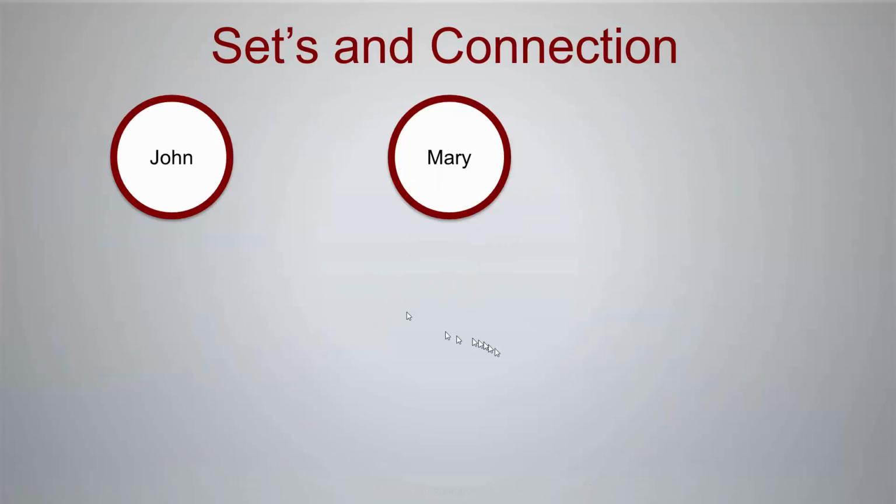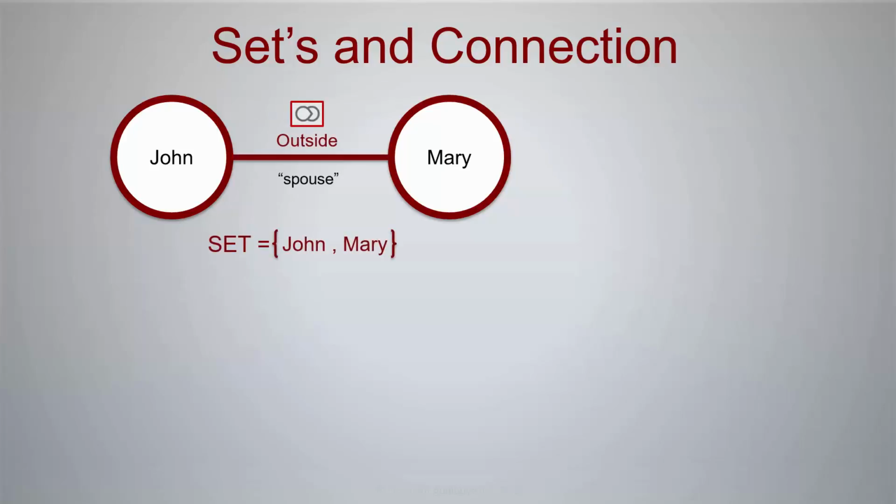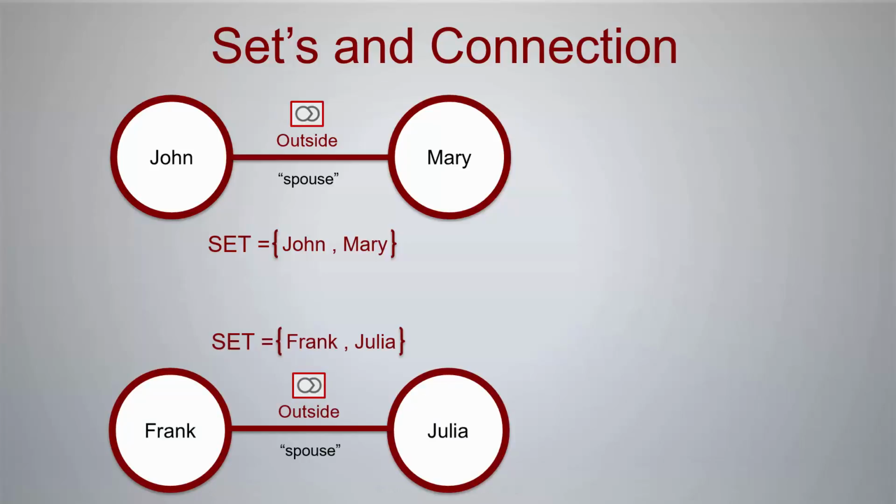Another way of representing a set is by the name of the semantic connection or relationship between things. For instance, if the semantic relationship that connects two individuals is called spouse, you can tell that they are a couple. So by using a common relationship name to connect things of a similar type, you can form sets.